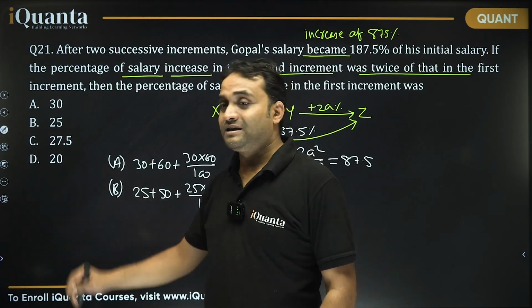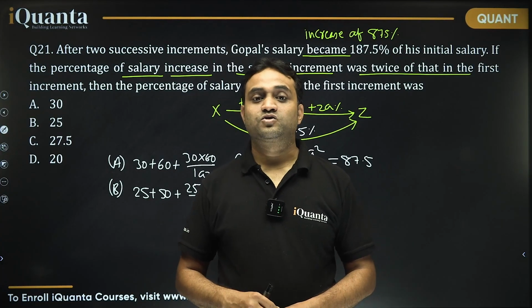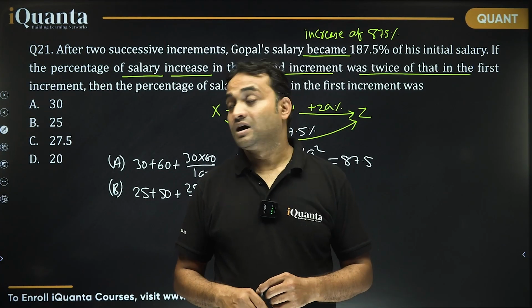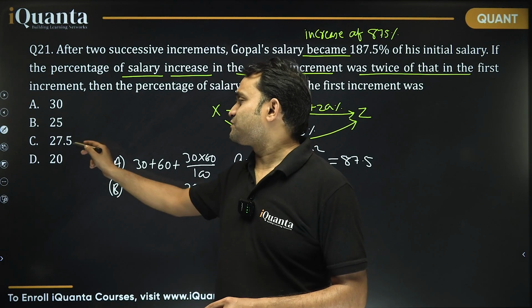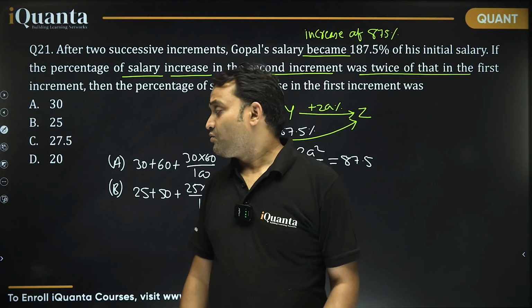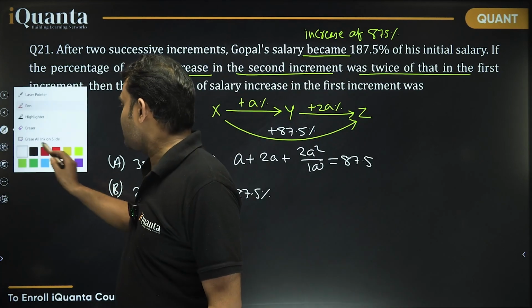If you take 20, then 20 plus 10 plus 20 into 10 upon 100, 20 plus 40, 60. 68% will be the equivalent change. This will be a little calculative. But once we got the answer, our answer is option B.